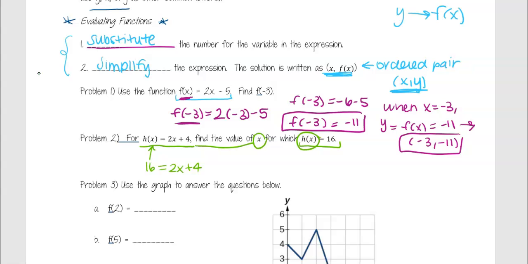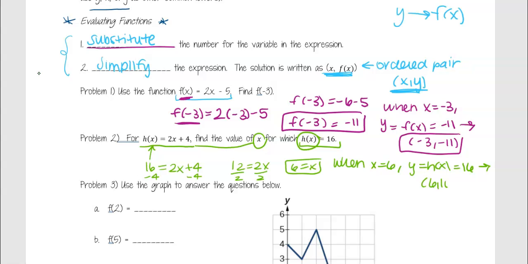So now I'm going to just solve this. Solve for x. Subtract 4 on both sides. Divide by 2. So now I know when x equals 6, y, or h of x, equals 16. And I can write that as 6, comma, 16.